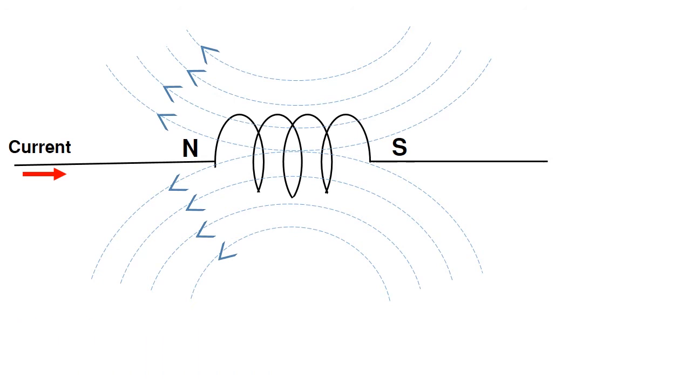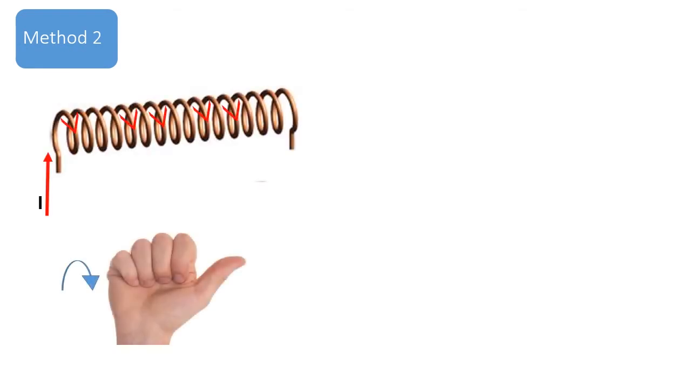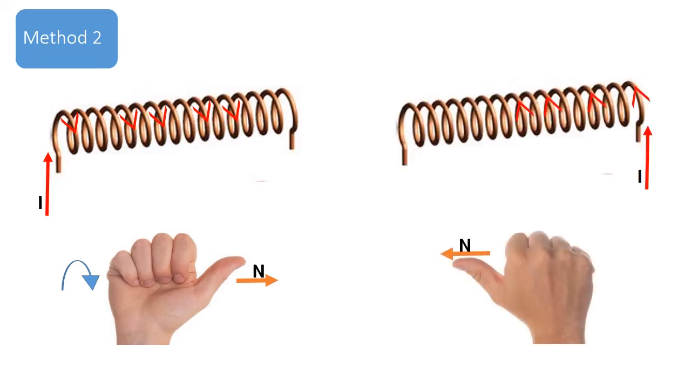Another way of finding the magnetic north is by curling the fingers in the direction of the current flow in a coil. Here, we wrap the coil with the fingers in a direction similar to the current flow, which in this case is towards us. The thumb then points to the direction of the magnetic north. The same process is applied for current flowing in the opposite direction.